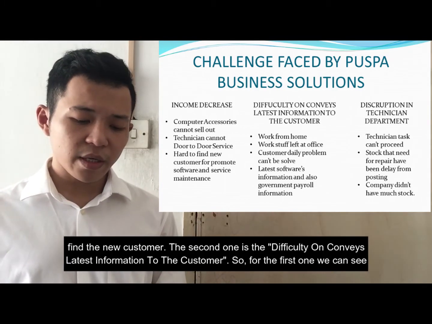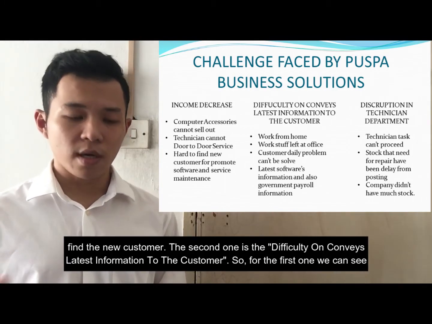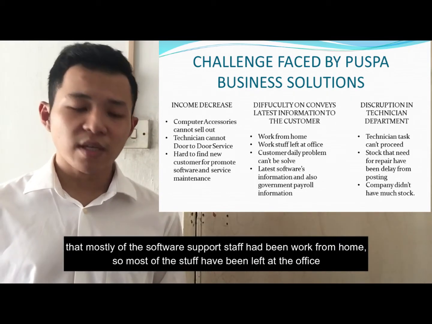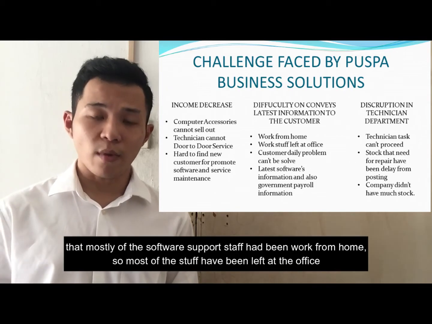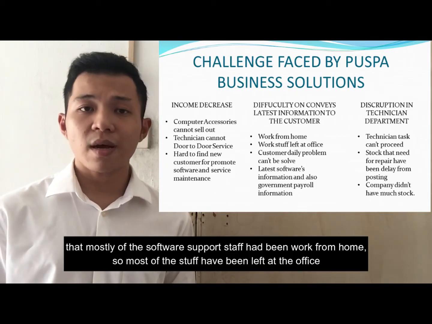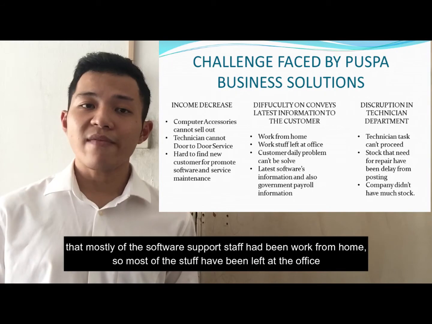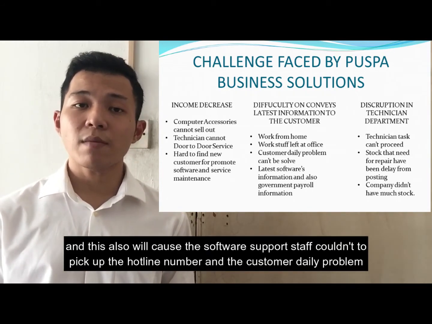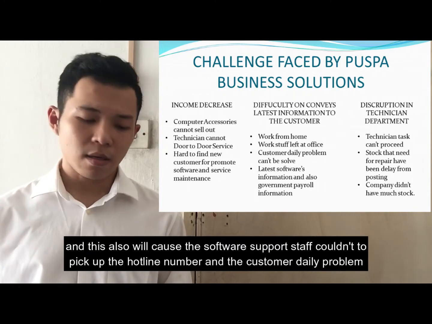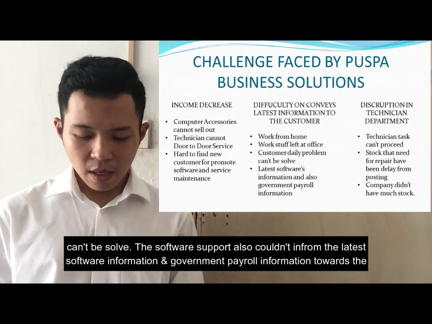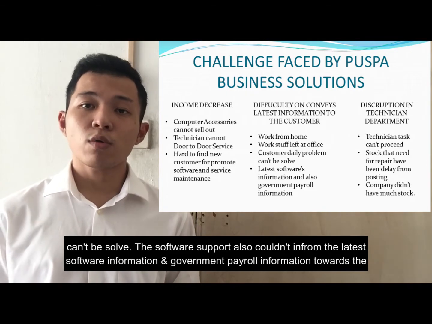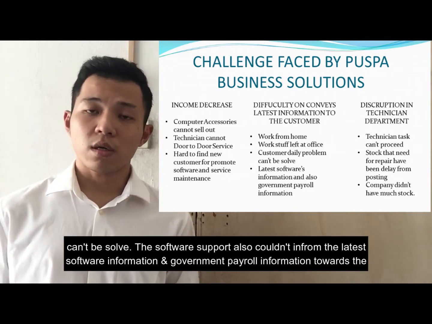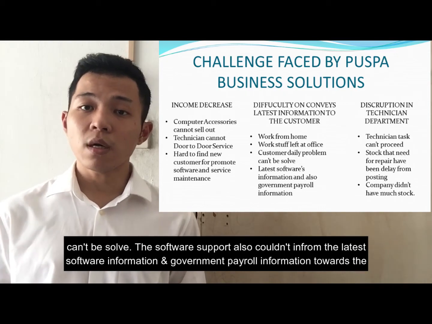And the second one is difficulty in conveying the latest information to the customer. So for the first one, we can see that most of the software support staff have been working from home. So most of the staff have been left at the office, and this causes the software support staff to be unable to pick up the hotline number, and the customer's daily problems can't be solved. And the software support also couldn't inform the customer of the latest software information and also the government payroll information.